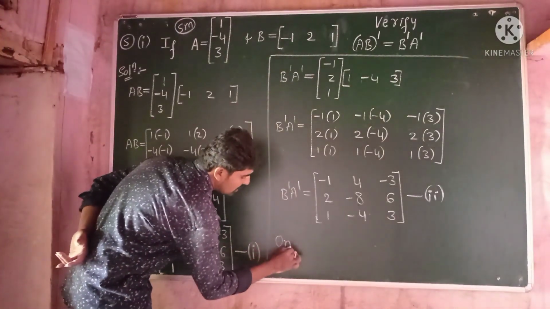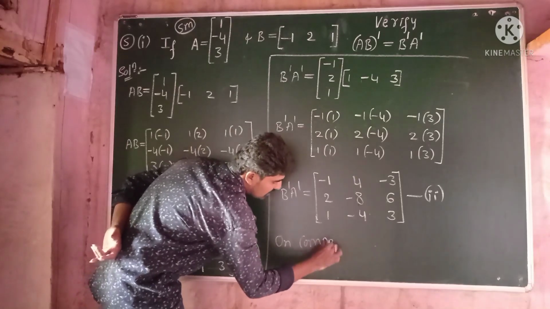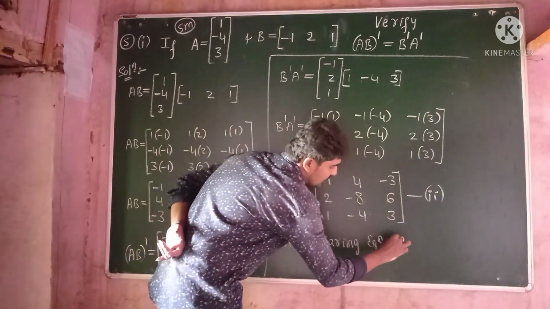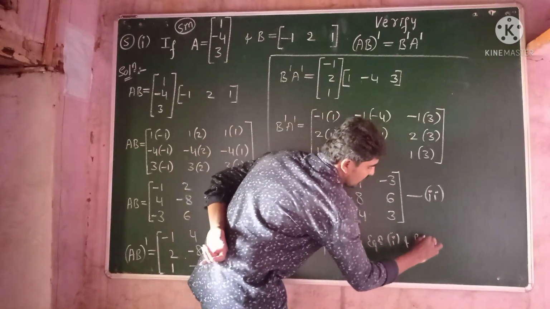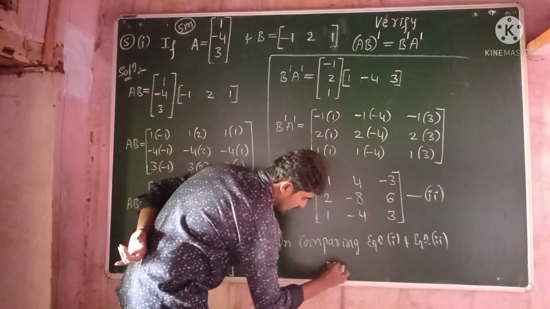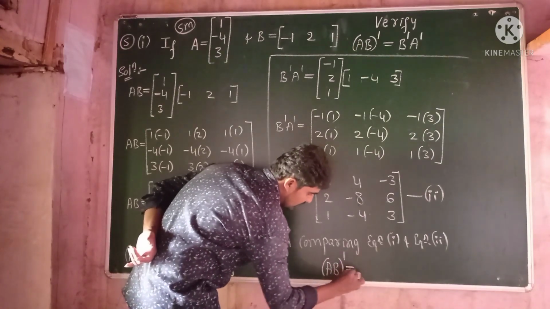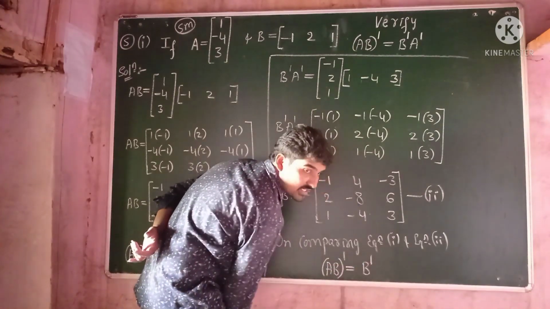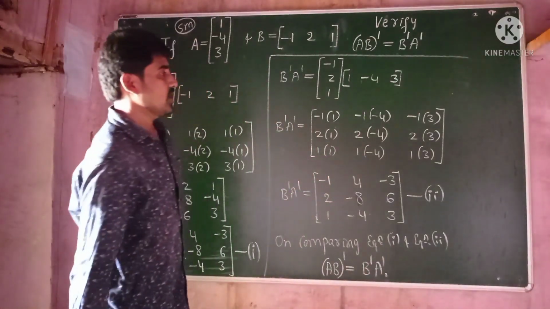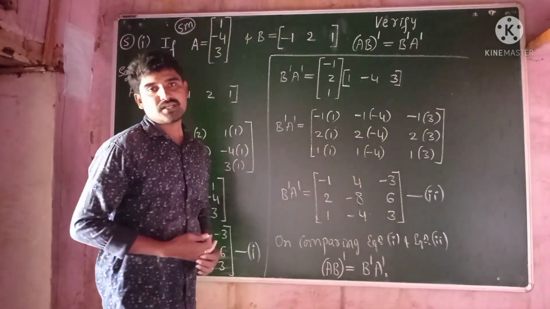So on comparing equation 1 and equation 2, transpose of the matrix AB is equal to transpose of the matrix B into transpose of the matrix A. I hope all of you understood. If possible, take a note.